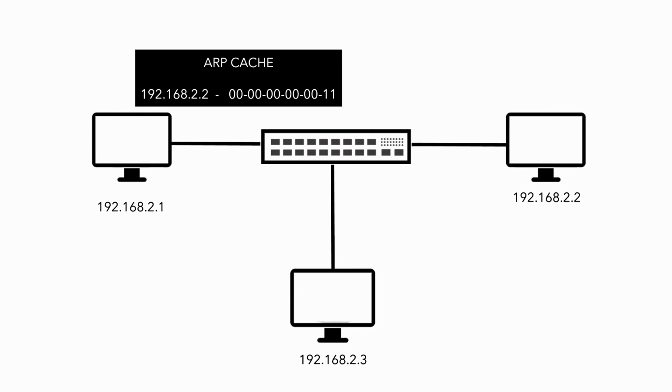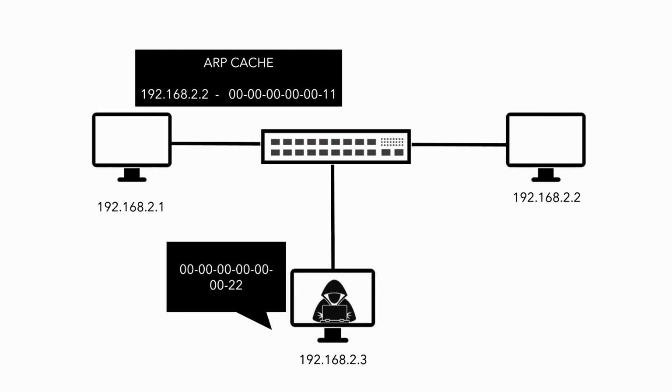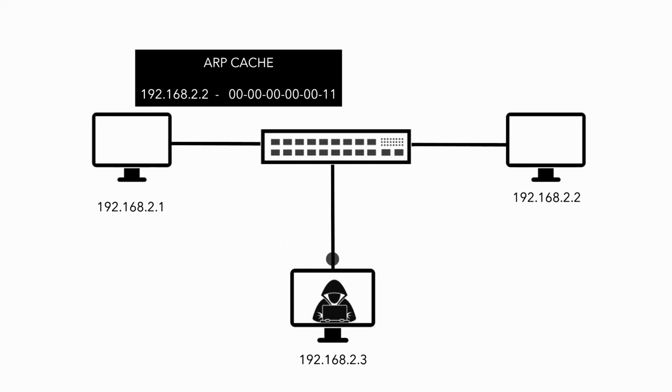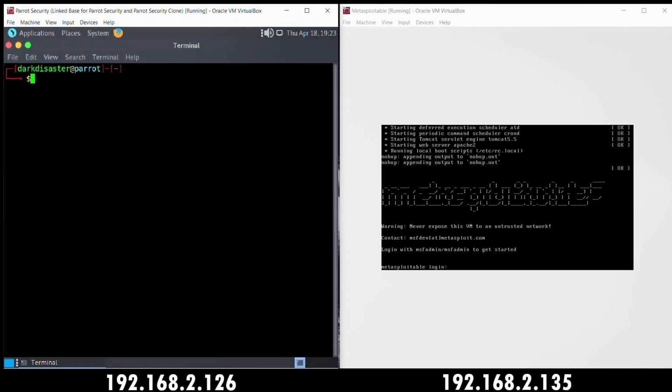However, if this broadcast is received by an attacker, the attacker could send a fake reply with its own MAC address. This leads to the MAC address of the attacker being stored in the ARP cache of 192.168.2.1 instead of the legitimate MAC address of device 2.2. This can potentially allow the attacker to intercept and access all information being exchanged between 192.168.2.1 and 2.2.